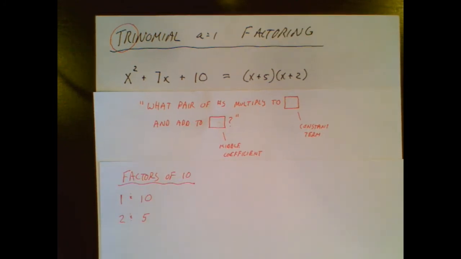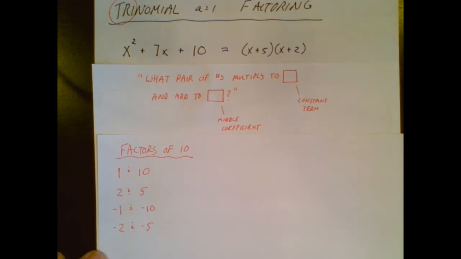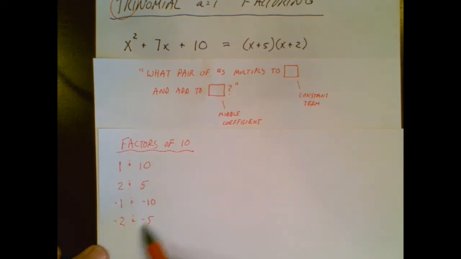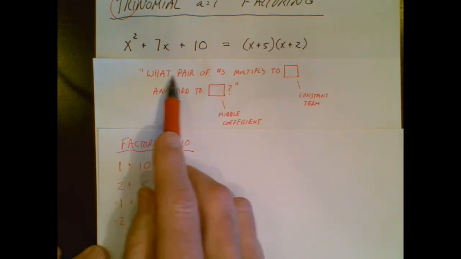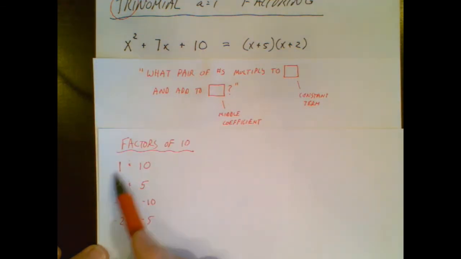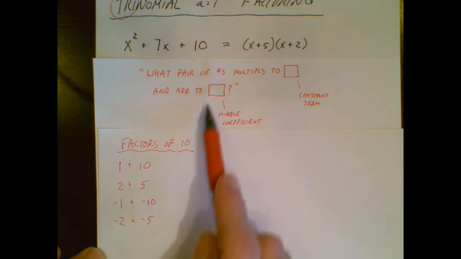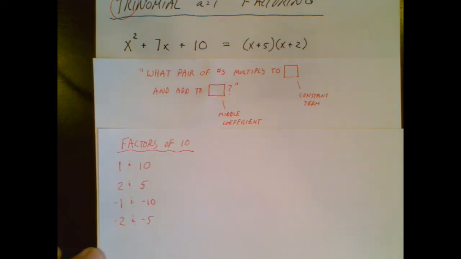2 times 5 multiplies to 10. And you would think we don't have any other numbers that multiply to 10, but here's a little tricky thing to remember. -1 and -10 also multiply to +10, and -2 and -5 also multiply to +10. So this is the full list of factors of 10, or it's the list of all numbers that multiply to equal 10. So from this list, can I find a pair that adds up to equal +7?